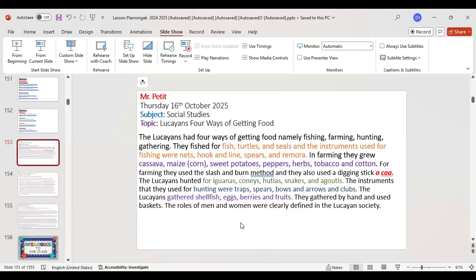The roles of men and women were very defined. The men cleared the fields, they hunted, they made canoes, and the women stayed and dealt with looking after the crops, cleaning the house, rearing the children, stuff like that. That's what they were doing in Lucayan society. So the man was mainly outdoors, working outdoors. The women typically inside, doing inside work.